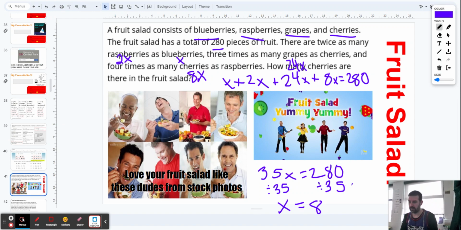And again, you can use a calculator in the test. Okay. Now am I done? Someone said yes. I could hear them through the interwebs. I'm not, because the question didn't say what is x. It said how many cherries are there in the fruit salad. So I figured out x is 8, but remember x is blueberries. And that's not the question. The question is how many cherries, okay?